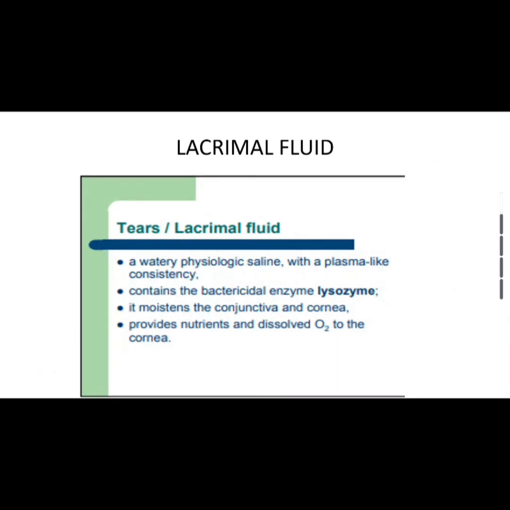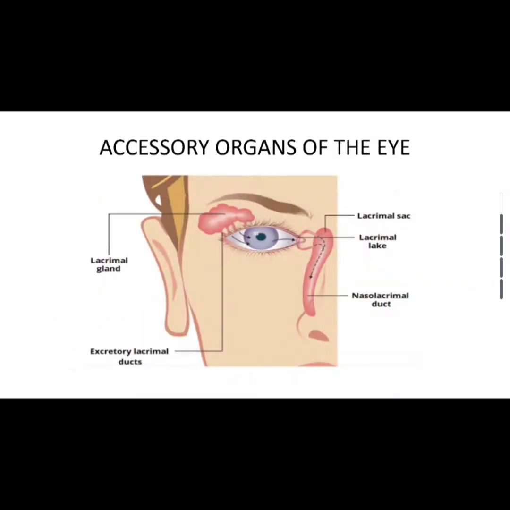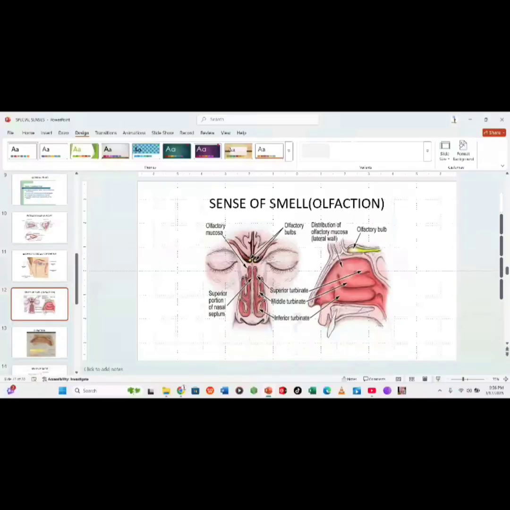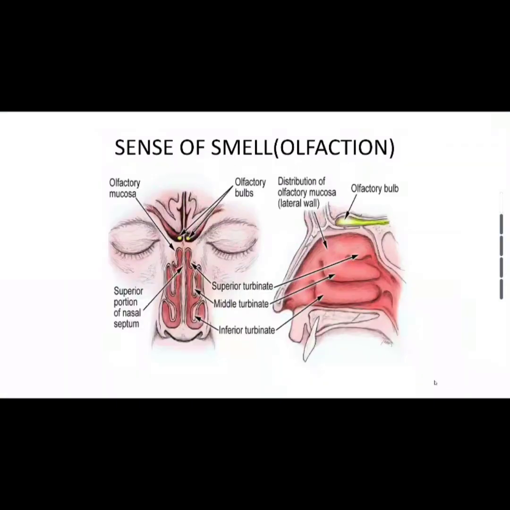Then the sense of smell, olfaction. So the nose, you can see there are what we call turbinates, and sometimes they can become hypertrophied and cause blockage of the nose, if they become inflamed and enlarged and so on. And then you can see where the olfactory bulb is. That is where the olfactory nerve will be. And that mucosa in the upper part of the nose is where the nerve endings of olfaction are. That is basically the sense of smell.